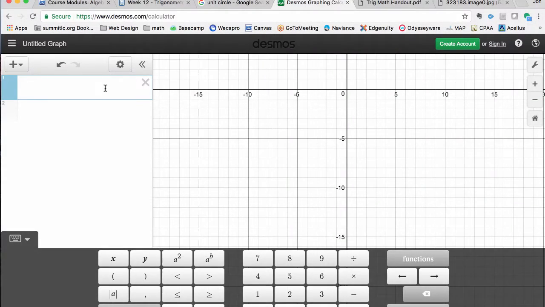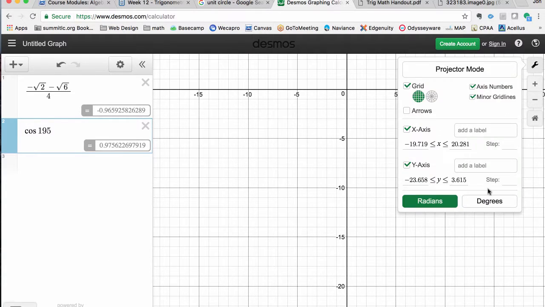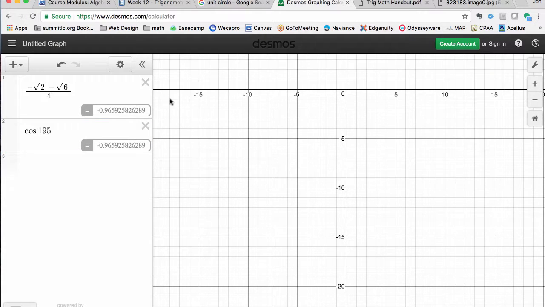Here I am in my decimal calculator. So first let's put in negative square root of 2 minus the square root of 6 divided by 4. And we get this value right here, negative 0.9659. All right. That should be the exact value of what the cosine of 195 was. But now let's put in the cosine of 195. Let's make sure we're in degree mode. And what do we got?